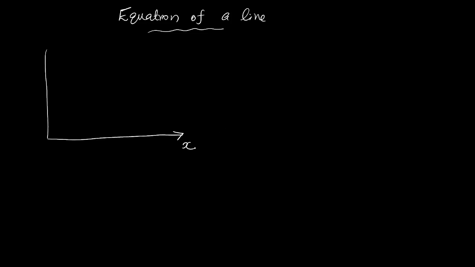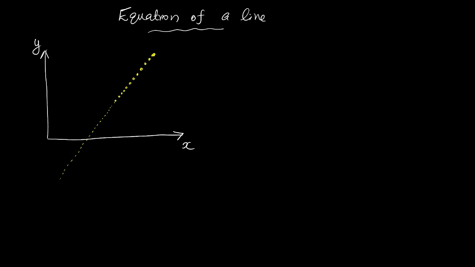This is the x-axis and this is the y-axis. What do you mean by a straight line? A straight line is a collection of points. They are very, very adjacent. All these points are adjacent and look like a line.